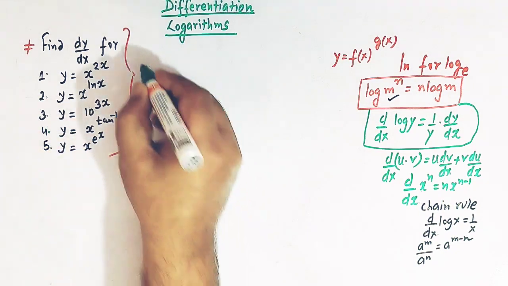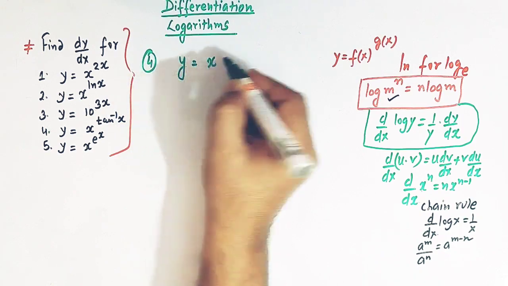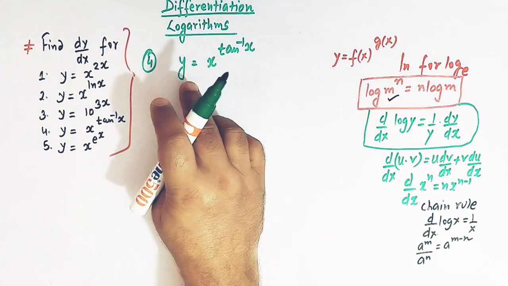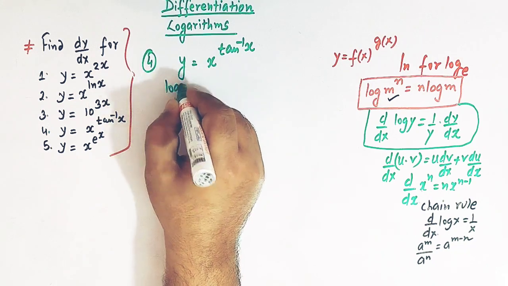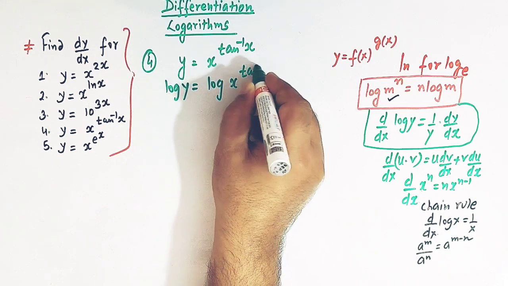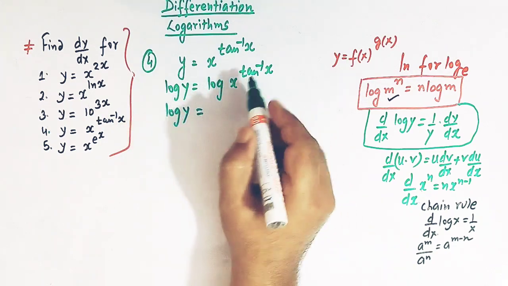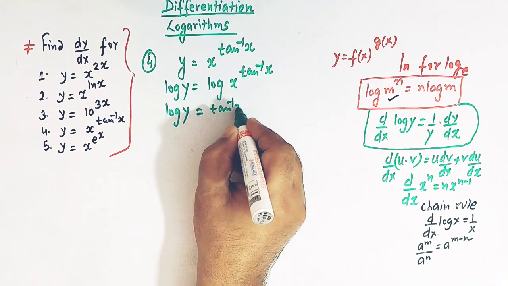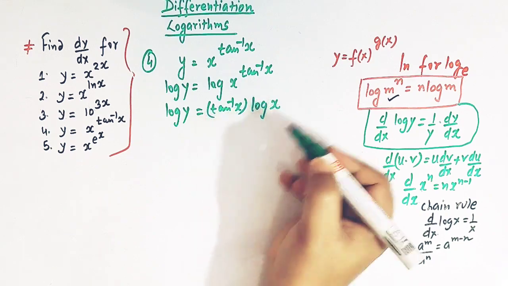Now let us consider the fourth problem. Here we have y is equal to x raised to tan inverse x. Again, we'll take the log of both sides. So we have log of y, and here we have log of x raised to tan inverse x. So we can now write log y, and applying this result, we have tan inverse x in front of this log, so we have log of x.